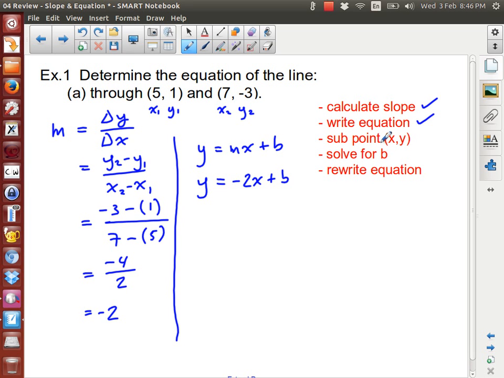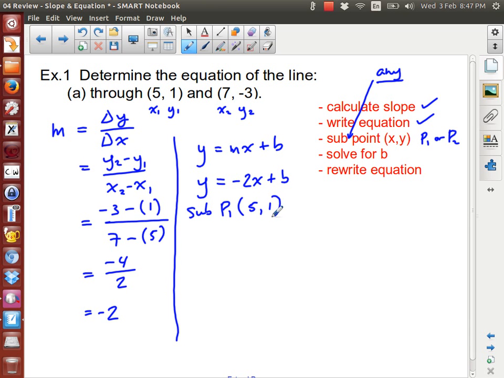Sub a point x, y. And something I want to point out here is it is sub any point that we have. So we could sub point 1 or we could sub point 2. I'm going to use point 1, but you need to understand that you could have used point 2 and it would have worked just as well. And we want to make sure that we're clear as we document the steps that we're taking here. So I'm going to sub point 1, which is 5, 1.